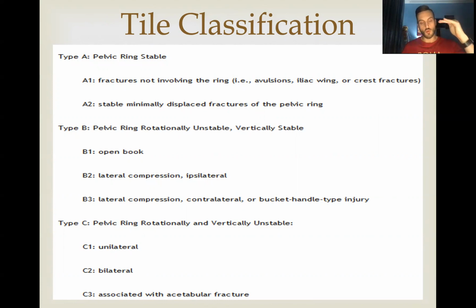So the more you go up with the classification, the more severe it is and the prognosis is worse. So we are done with A, pelvic ring is stable. B, pelvic ring rotationally unstable but vertically stable. Type C, rotationally unstable, vertically unstable. C1 is unilateral, from one side, C2 bilateral, C3 associated with acetabular fracture, which is intra-articular injuries.